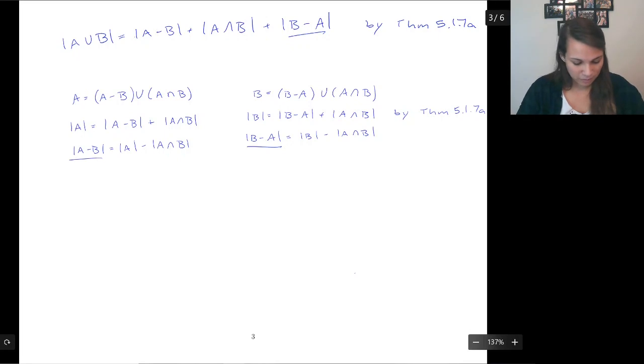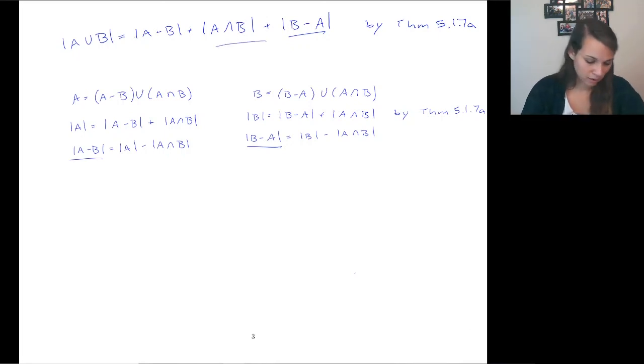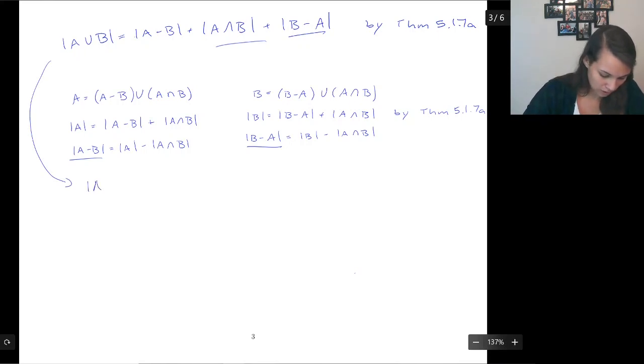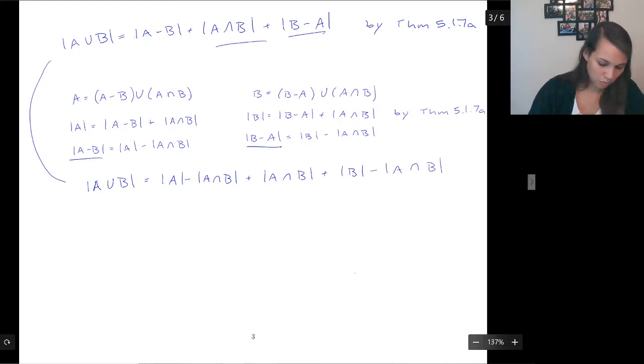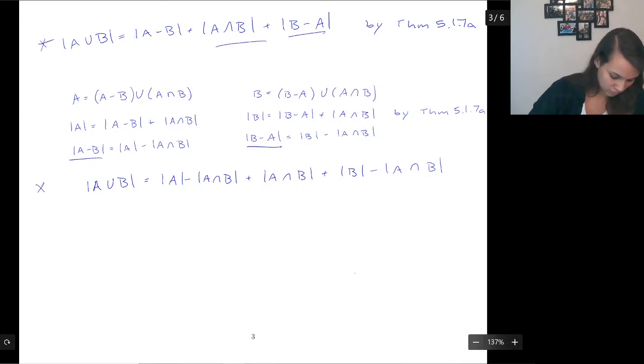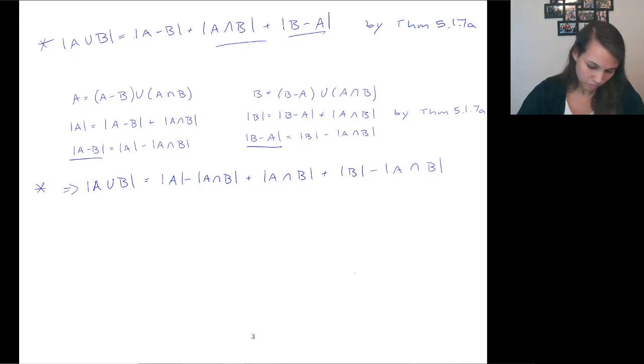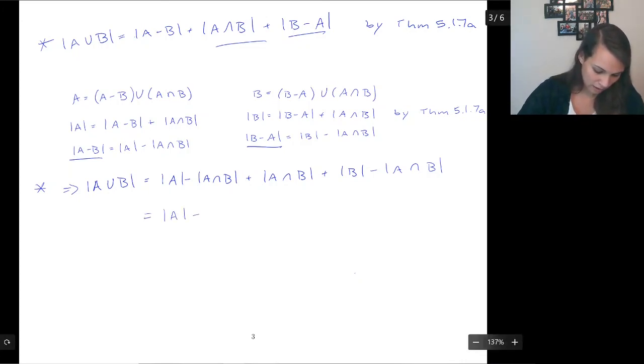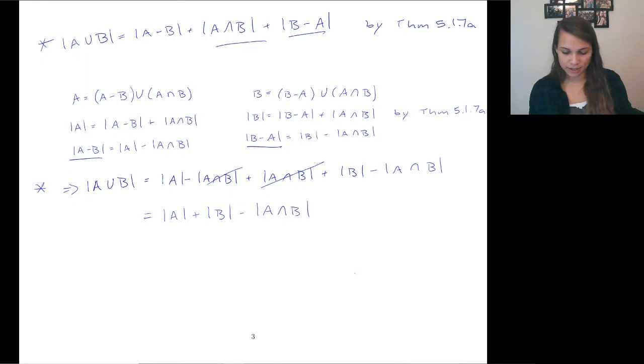Now that we have expressions for B minus A and A minus B, we can go ahead and plug those in from before. So then the cardinality of A union B will be equal to A minus A intersect B, plus A intersect B, plus B minus A intersect B. A more proper way to notate that, star implies. And then we can simplify this: A plus B minus A intersect B, because these ones cancel out, if you will. And there you go. We have proven our theorem.